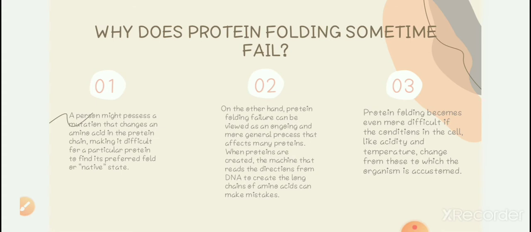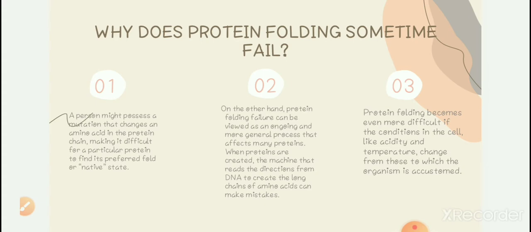Itong mga mutation ay located sa DNA sequence or gene that encodes one particular protein and its related function. Next is protein folding failure can be viewed as an ongoing and more general process that affects many proteins. When proteins are created, the machine that reads the direction from DNA to create the long chains of amino acids can make mistakes. Scientists estimate that this machine, or the ribosomes, make mistakes in as many as 1 in every 7 proteins. These mistakes can make the resulting protein less likely to fold properly.